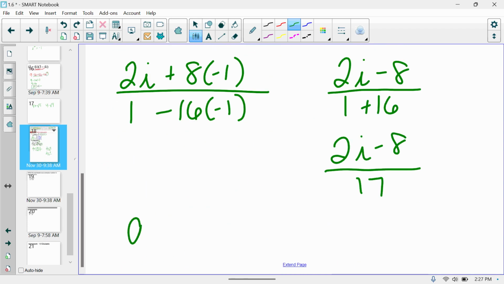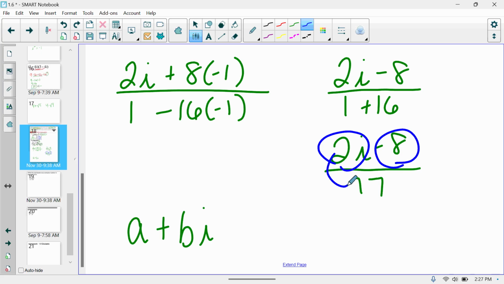Now, keep in mind the directions said write your answer in standard form. Remember what standard form is? A plus bi. It just means write the real part first, write the imaginary part next. So what we have to do is these two terms, the real part and the imaginary part, they both need to get divided by 17. Go ahead and do 2 divided by 17 on your calculator. Not a nice number. We're not going to write that ugly decimal. You're just going to leave it as 2/17 i. Like if that came out a whole number like 2, we'd just write 2i, right? It's just that it's not whole.